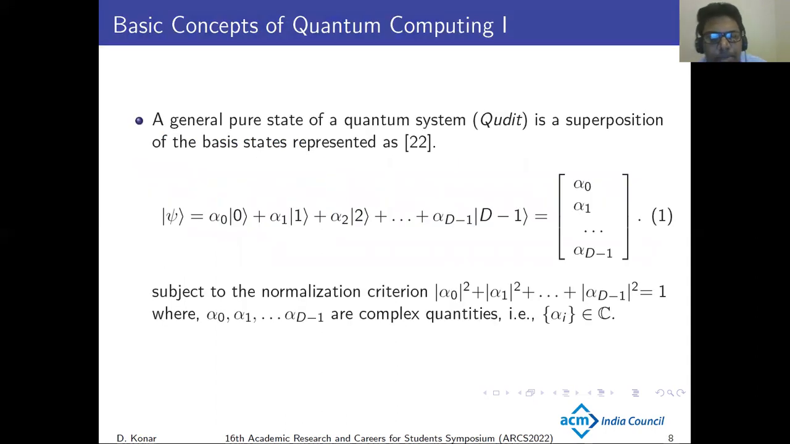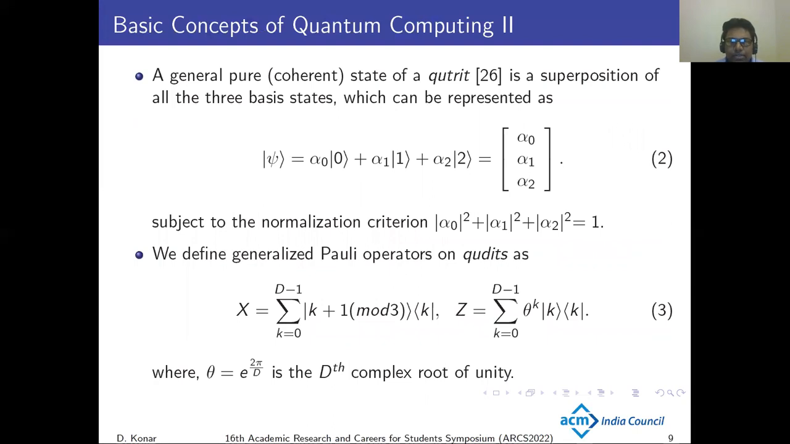I'll go through very quickly. A QDIT system is a superposition of D-level states, that is 0, 1, 2 up to D-1, at the information levels, and alpha 0 squared, alpha 1 squared, these are the probabilities of occurrence of 0, 1, and 2 respectively. And if you add these probabilities, it will give you 1.